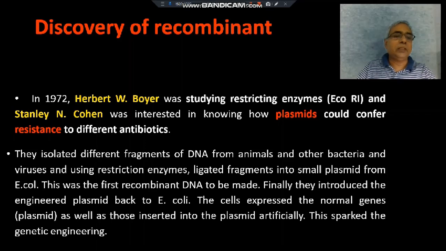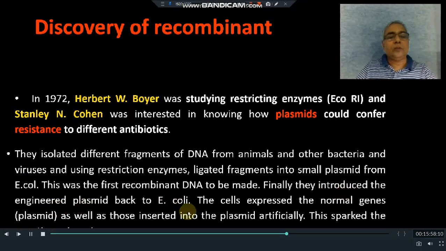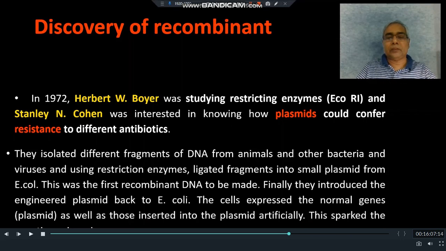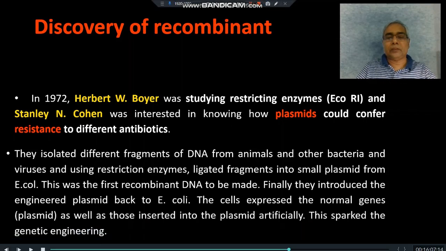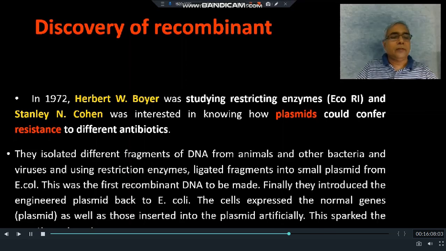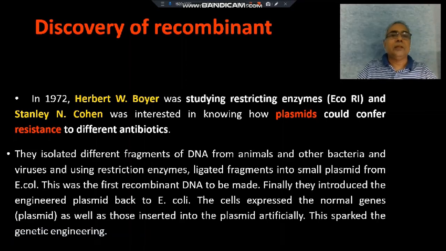the bacterial plasmid, and that plasmid was again introduced into the E. coli. Then it was found that the normal genes of the plasmid were expressed, plus also certain new genes were expressed. This recombinant DNA technology was developed, and you can say that this was the first recombinant DNA molecule which was formed in 1972.